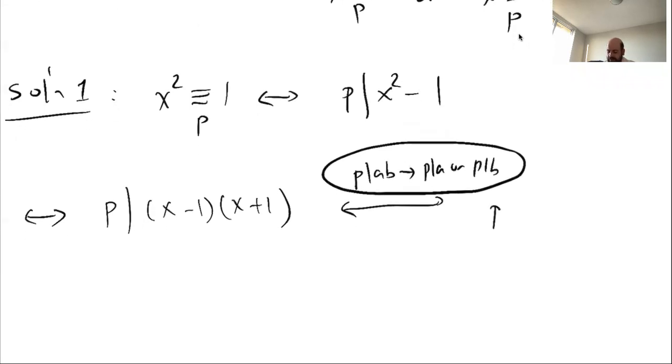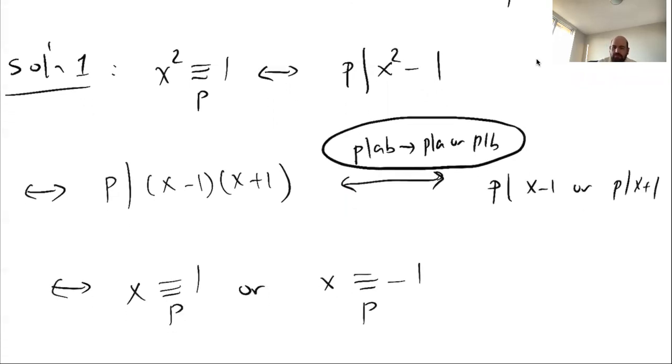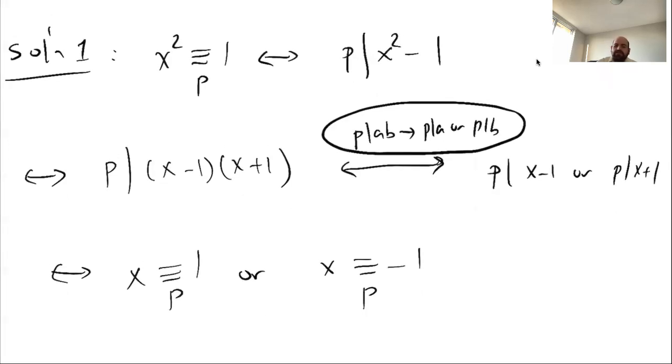So here I can say that P divides x minus 1 or P divides x plus 1. And this is the same as saying that x is congruent 1 mod P or x is congruent -1 mod P. P divides x minus 1 or P divides x plus 1: this is P divides AB. This is like your A, this is like your B. And P divides AB means P divides A or P divides B.